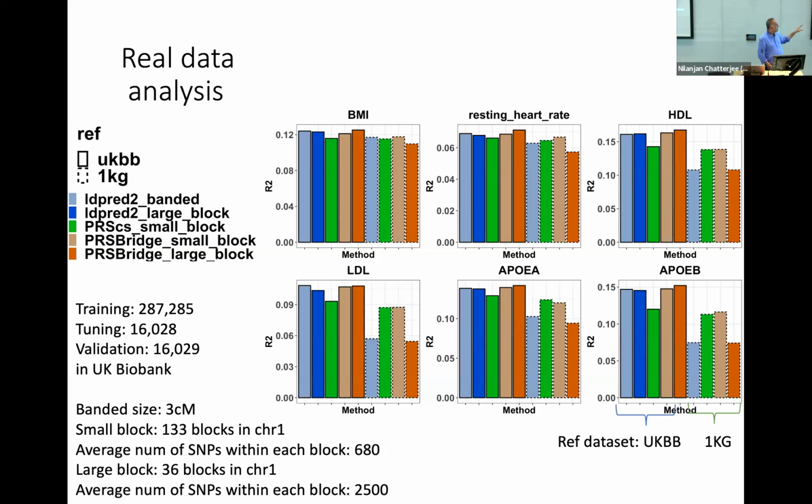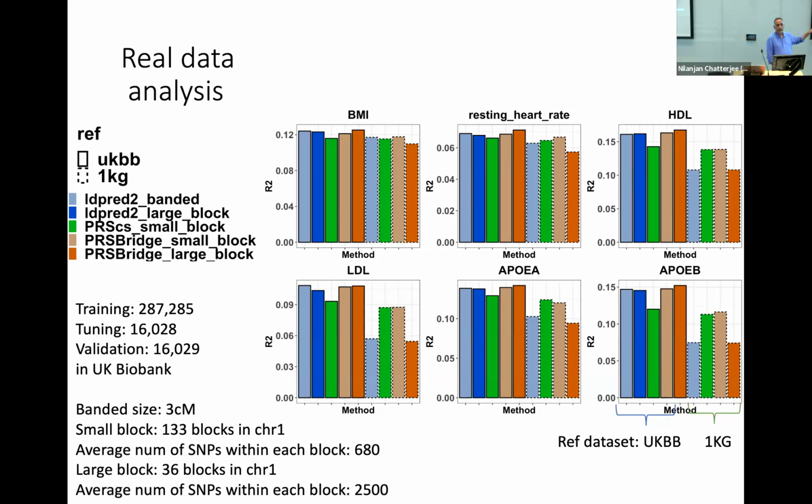Now some practical details. For example, in general, we found that estimating the LD matrix with a larger sample size than the 1,000 Genomes reference sample that people use gives quite a bit of boost in power. So if you compare the bars on the left versus right, you'll see that in general, you get quite a bit of boost in terms of prediction performance.